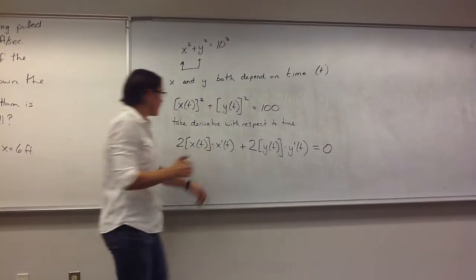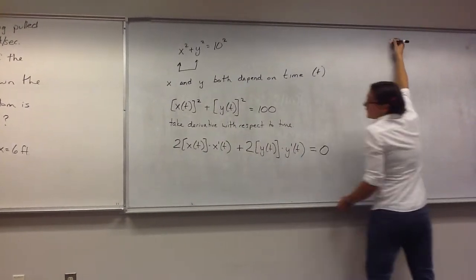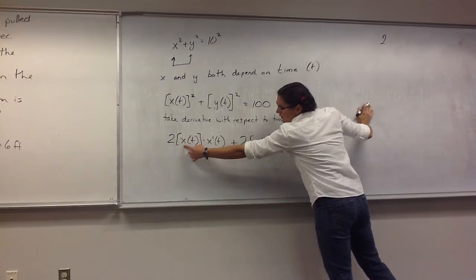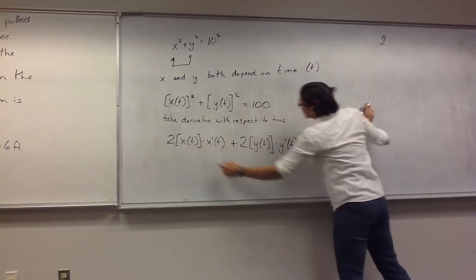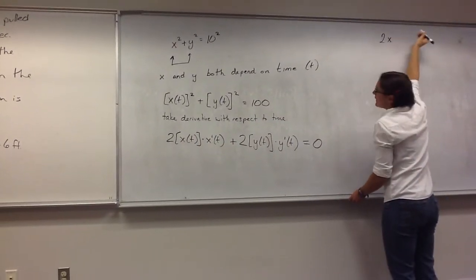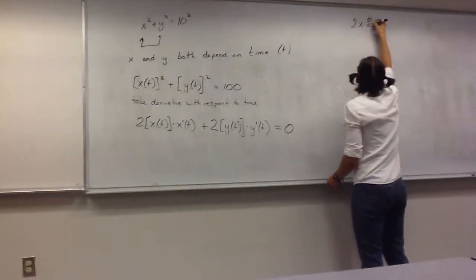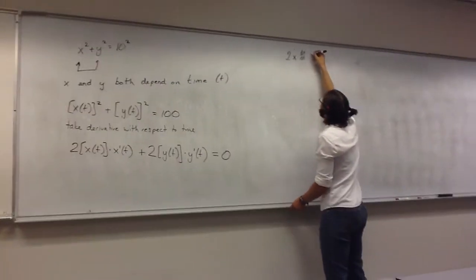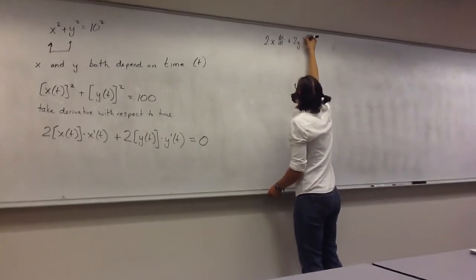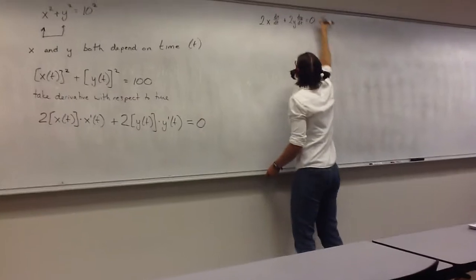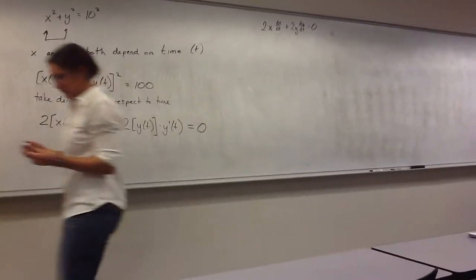Okay, so I'm going to rewrite this now. Rather than using this longer notation, x is a function of time, I'm just going to write it as x. So I've got 2x times dx over dt, that's my x prime, plus 2y times dy over dt is equal to 0.